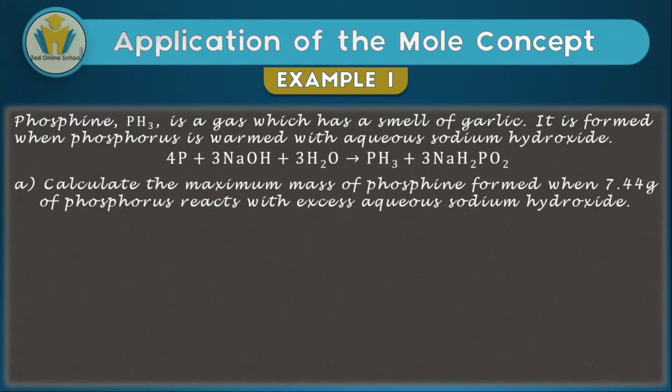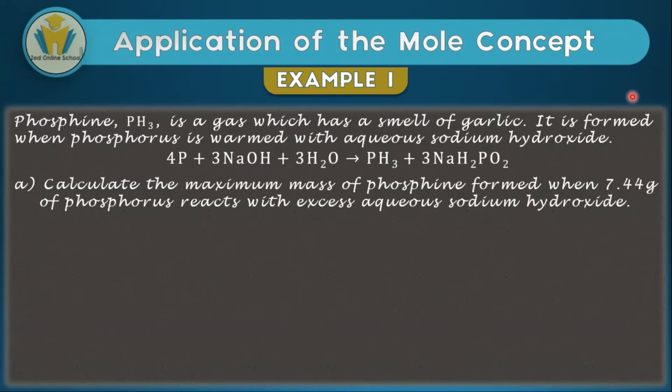We're asked to calculate the maximum mass of phosphine formed when 7.44 grams of phosphorus reacts with excess aqueous sodium hydroxide. Later I'll explain, as we are solving, why they tell us the phosphorus is reacted with excess aqueous sodium hydroxide. If you remember the approach I was just talking about, you can realize that the first thing we need to do is find the number of moles.